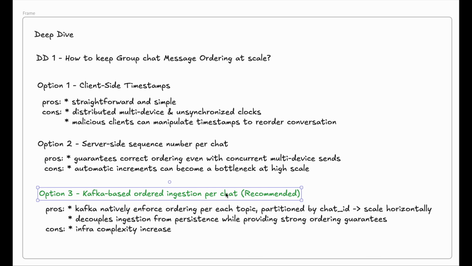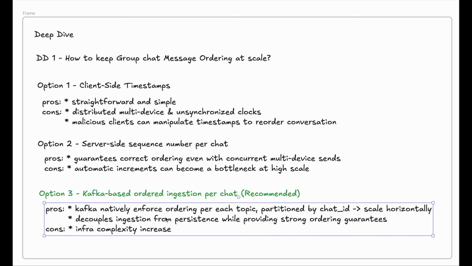In today's recommendation, we definitely want you to use Kafka-based ordered ingestion per chat. This design routes all incoming messages through Kafka, mapping each chat to a specific Kafka partition using a consistent hashing of the chat ID, for example. Kafka natively enforces strict message ordering per partition, so concurrent sends across devices are correctly serialized.